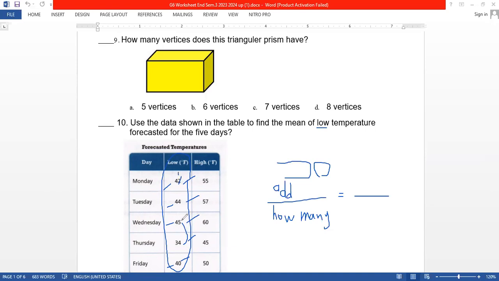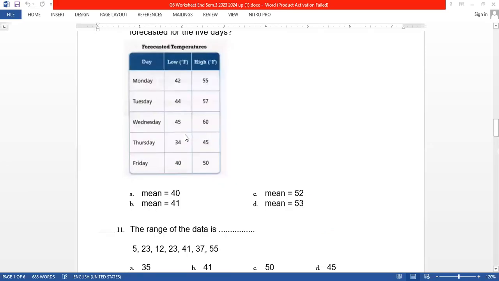So this becomes 40 plus 40, 200. Now we have remaining 4 and 1, so we have 5. So the answer is 405. 405 divided by 5: 400 divided by 5 is 40, and 5 divided by 5 is 1. So the answer should be 41. This is an easy way to add and divide mentally. So the answer is 41, as you can see.